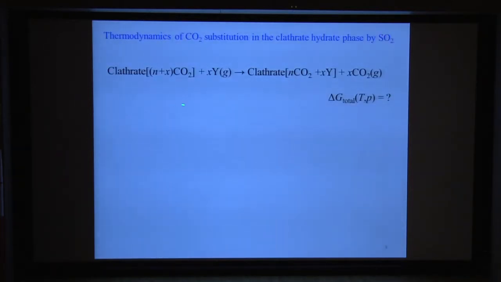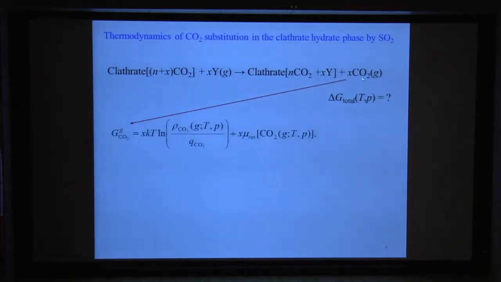Our goal was to determine the delta G for the particular process, where we have some guest species, which we denote here as Y, and that could be SO2, methane, H2S, or nitrogen gas. We want to see what the free energy is for replacing some of the CO2 in the hydrate phase with this Y gas and releasing the CO2 into the gas phase. We want to find the free energy for this process under different temperature and pressure conditions.